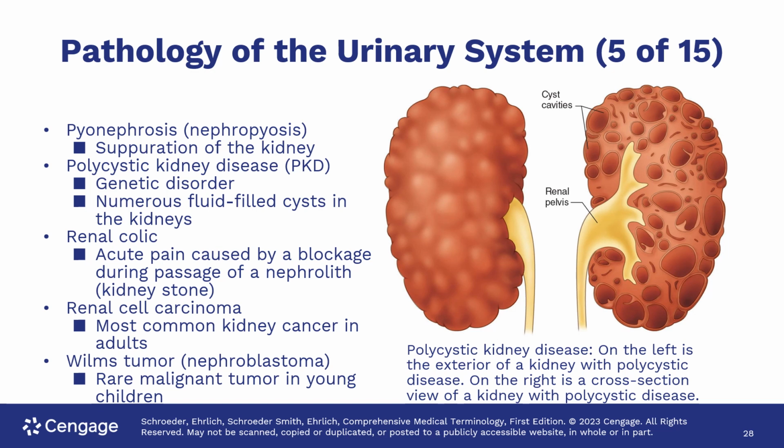Polycystic kidney disease is a genetic disease where the kidney is filled with many fluid-filled sacs, or cysts, as in this picture. Doesn't leave a lot of room for normally functioning tissue. Renal colic is spasm that occurs with kidney stones as the structures try to get the stones out of the system. Super painful. Renal carcinoma is kidney cancer, and a Wilms tumor is a rare form of kidney cancer in young children.